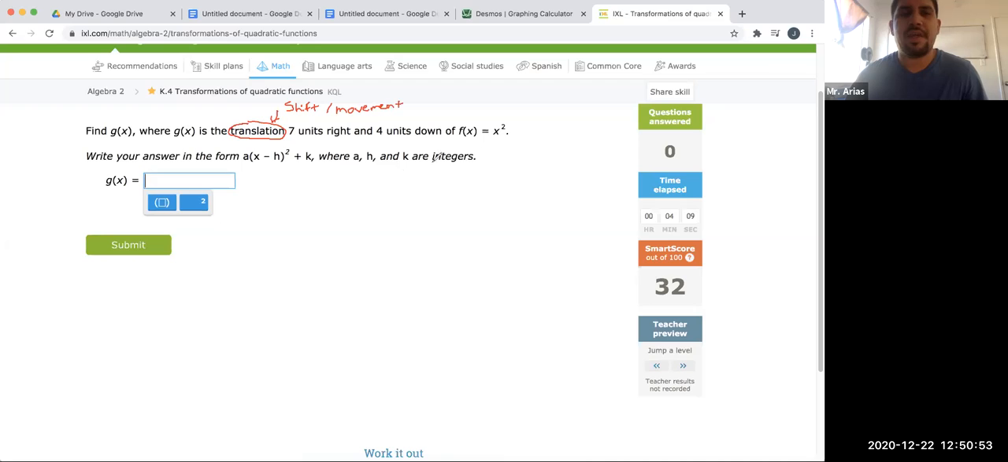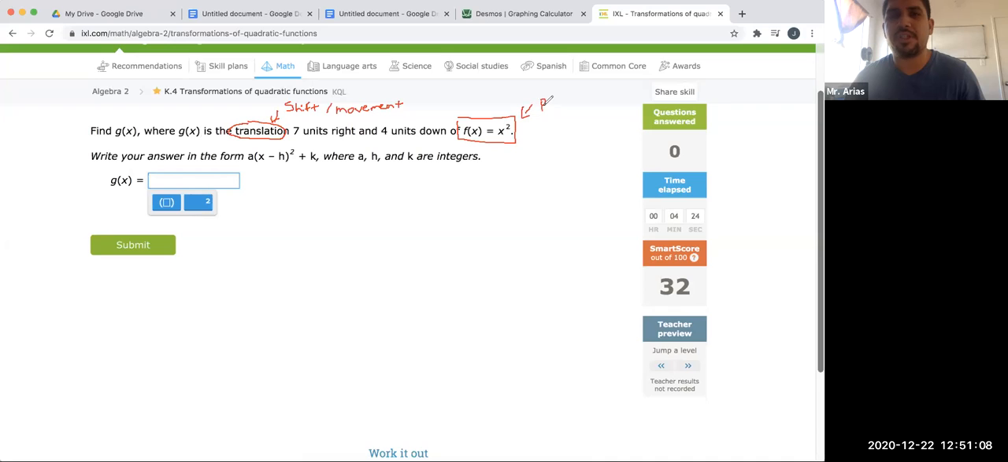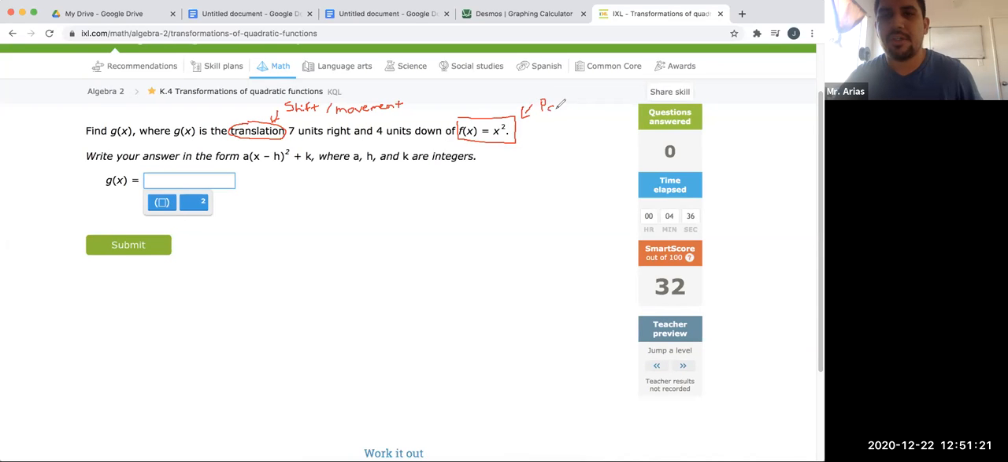Okay? And then the other thing I want to point out is how we are still taking into account the parent function, which is f of x is equal to x to the power of 2. So this is the parent function. And again, we call it the parent function because this function is basically the starting point for any given quadratic function in existence. So this one will be here, my parent function.